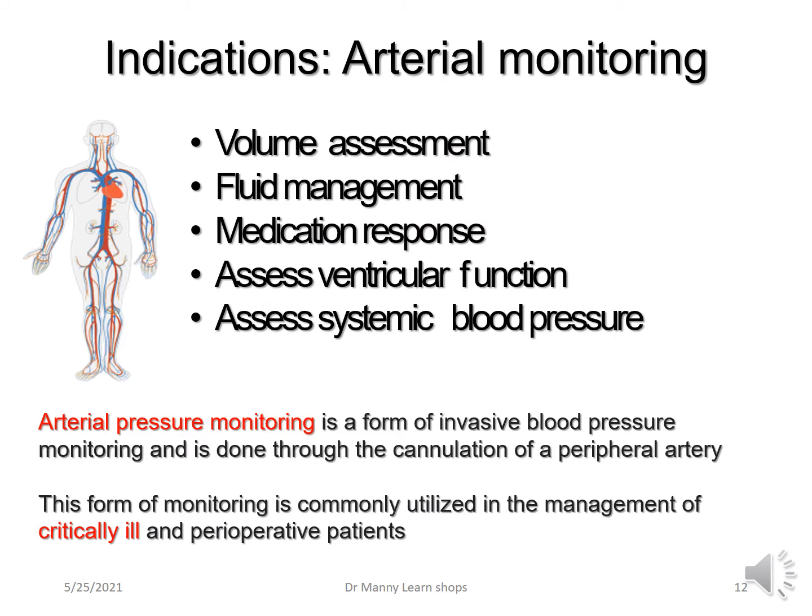What are the indications for arterial pressure monitoring? Because look, it's an invasive procedure, which is associated with any invasive procedure. It can cause complications. So the indications would include: you want to assess volume, you want to monitor fluid management, you want to see a response to medications. Could be vasopressors, could be beta blockers, could be any number of different vasoactive medications. You may want to assess ventricular function, left ventricular function in particular. You may want to assess the systemic blood pressure.